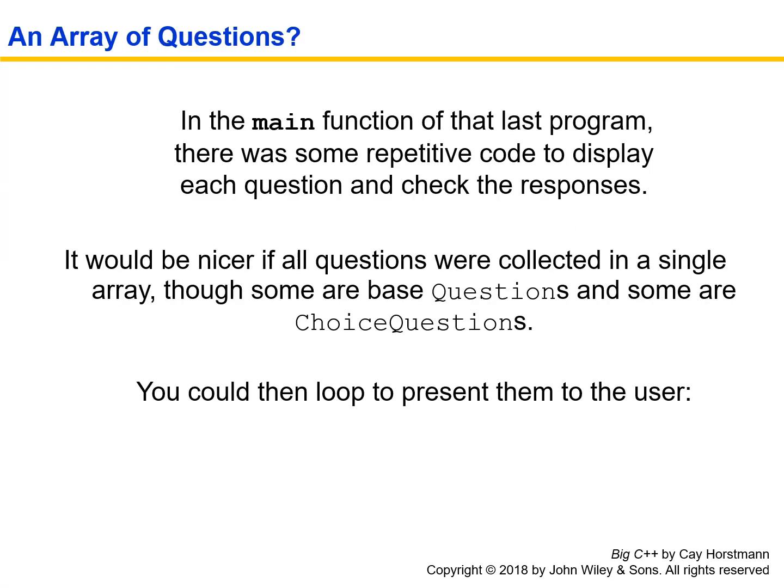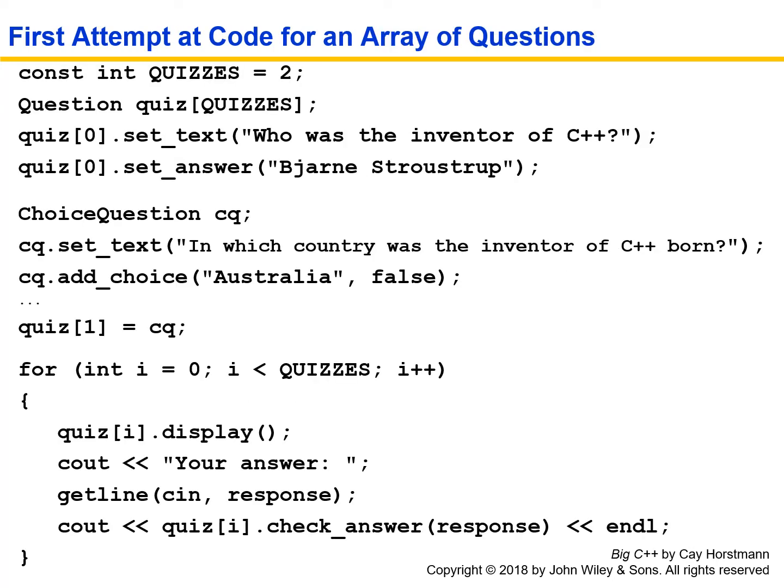In the main function of that last program, we had to declare each question independently, Q1, Q2. What if we have a lot of questions? What if we're reading from a file and we don't know how many questions there are until we do it? It would be nicer if all the questions were collected in a single array, though some are base questions and some are choice questions. You could then loop through to present them to the user, and it would look something like this.